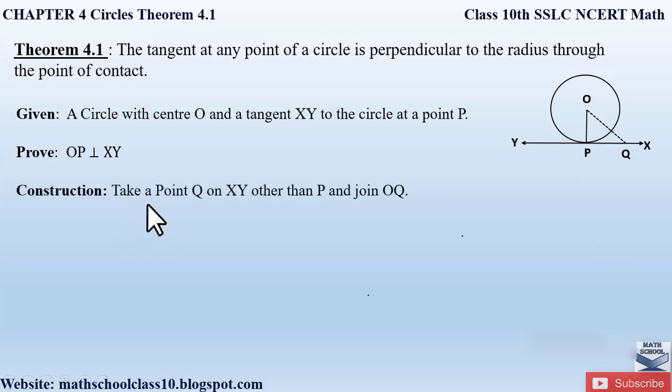Write down the construction: take a point Q on XY other than P and join OQ. Now considering this point Q on the tangent, we will prove that OP is the shortest distance compared to the other points on the tangent. So now let us write down the proof. Point Q lies on the tangent XY. Therefore, OQ lies outside the circle.